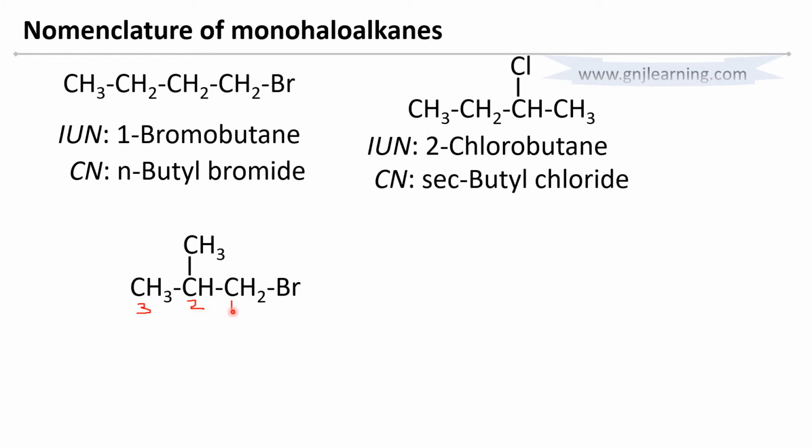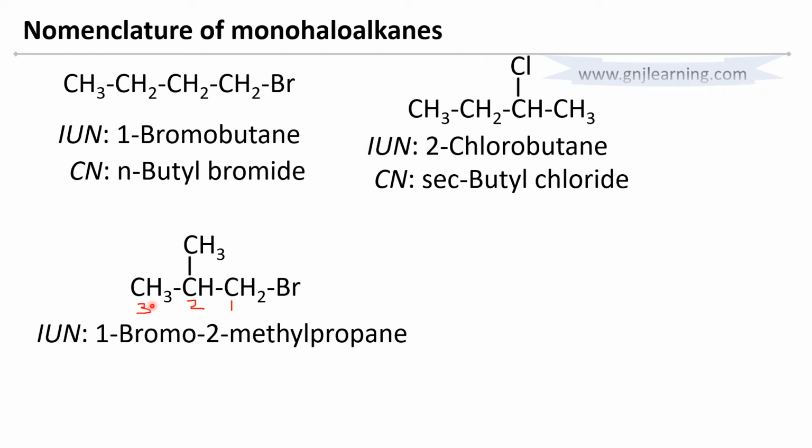So what is the name? On the first carbon atom you have bromine, and on the second carbon atom I have the methyl group. So 1-bromo-2-methyl. Bromine is given first because of its alphabet B, which comes before methyl. So it is 1-bromo-2-methylpropane. You should also write this with a pen and paper and try to follow it. It's always advisable to write when you learn organic chemistry.